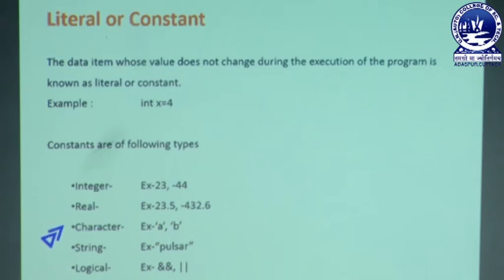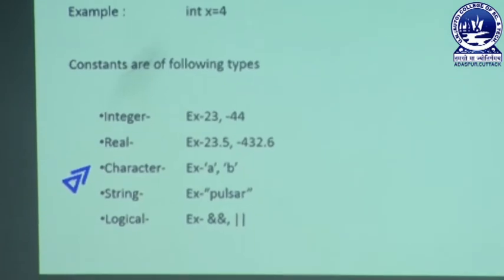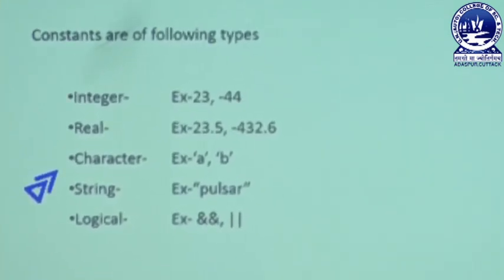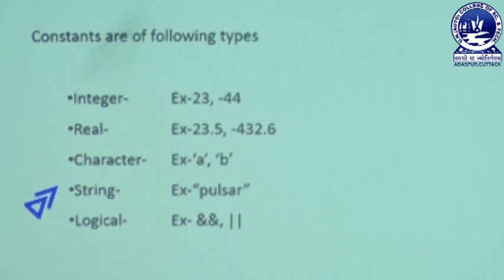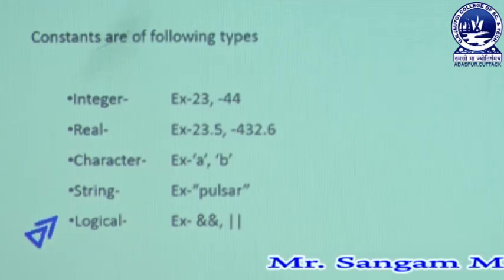Next is your character constant, that means if I am storing a single character in a variable, then we call it a character constant. Similarly, if I am taking more than one character or a word which contains a number of characters, then we call it a string. And the last constant is your logical, that means AND operator and OR operator, these are called the constants, which we will be discussing in the next slides.